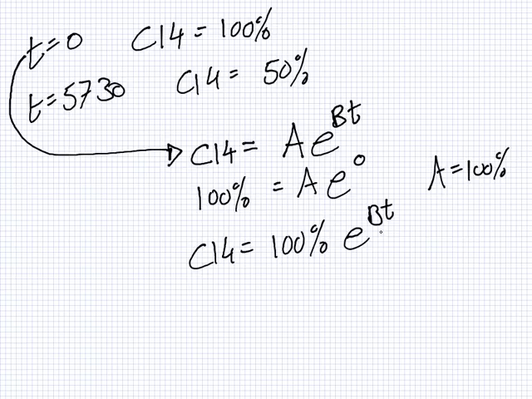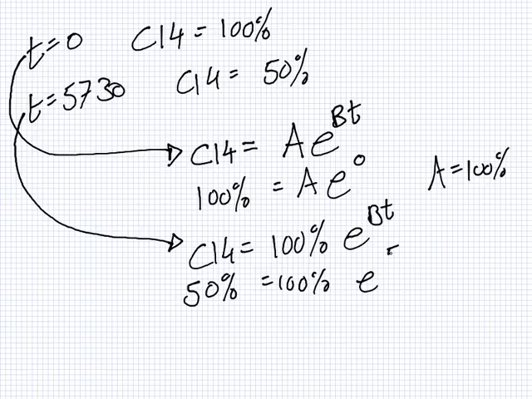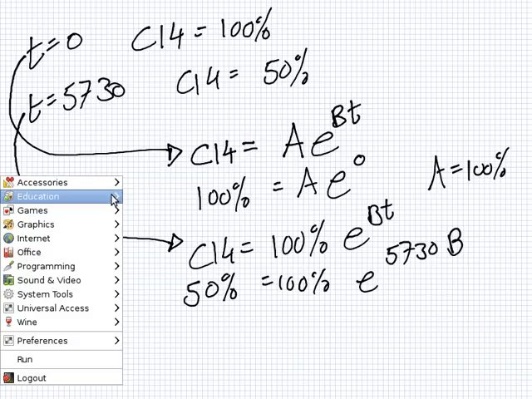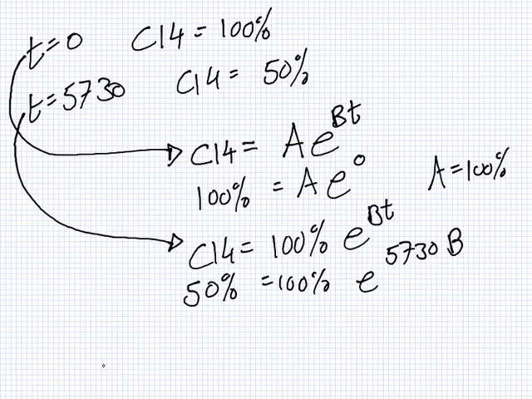How can I find the B? 50% equals 100% e^(5730B). And we want the B now. Okay, I'll pause for a minute and let you write that down. Are you writing this down, Sammy? You need to hurry up. You don't even have a pen. Come on. Oh, good. Continue.